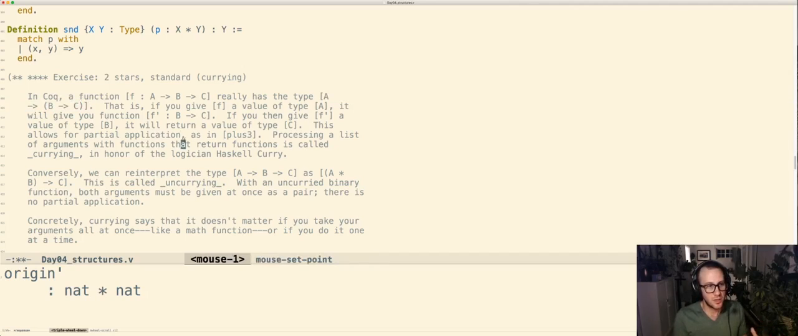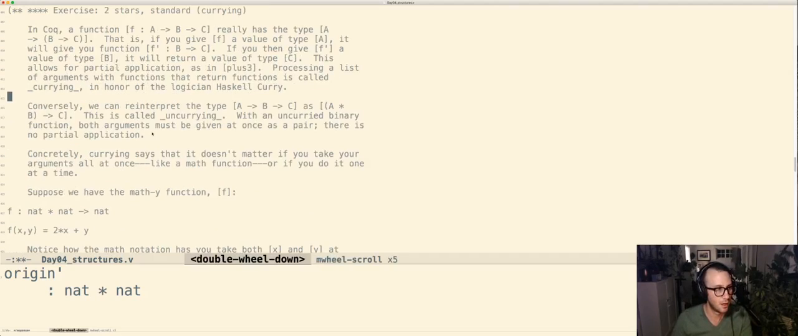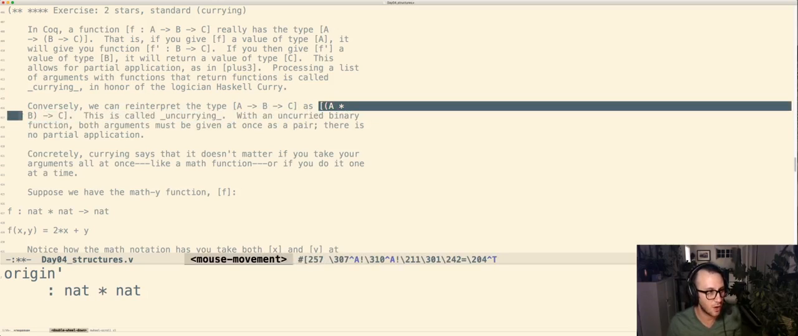So this notion of treating a list of arguments as iterated functions is called currying, in honor of the logician Haskell Curry. You may have heard of the programming language Haskell or the delicious dish curry. Now, in many languages you might have seen, they don't work this way. Instead, you have to always give all of your arguments at once. One of the languages you might have seen that does this is math.